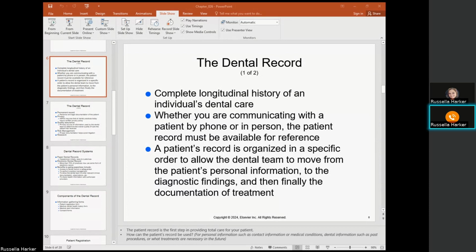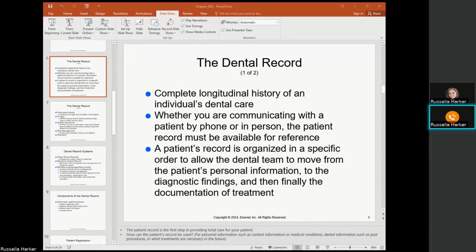Whether you're communicating with the patient by phone or in person, the patient's chart should be available for reference. That way you can refer back to any date of service and have a complete record of what happened at that appointment or during that conversation.